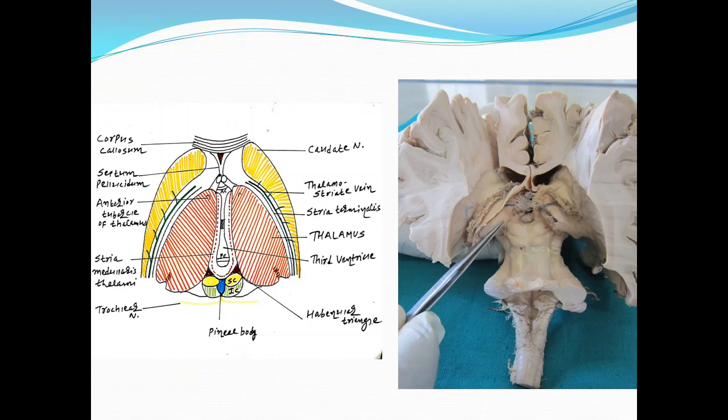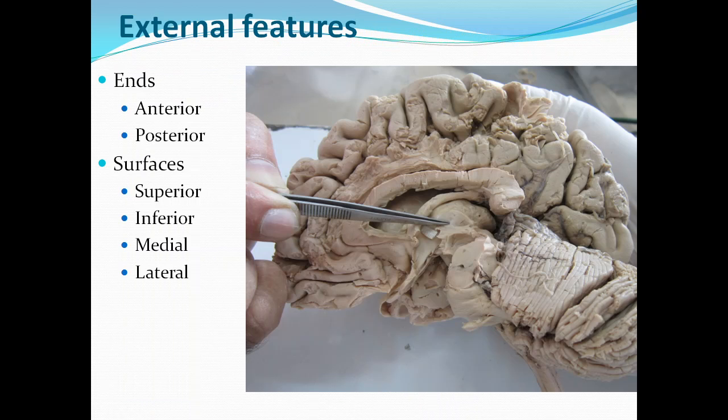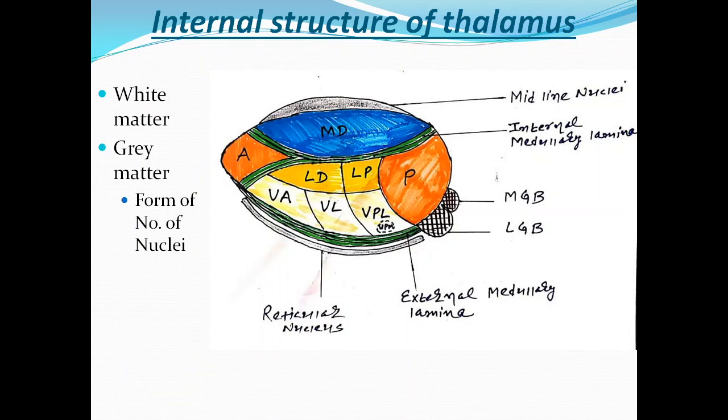Now, one thing I want to add here: you can see in this diagram a linear ridge of white fiber along the junction of the medial surface and superior surface, which is known as the stria medullaris thalami. It can be asked as a one-mark question. So the linear ridge of white fiber along the junction of the medial surface and superior surface is known as the stria medullaris thalami. So that is all about the external features of the thalamus.